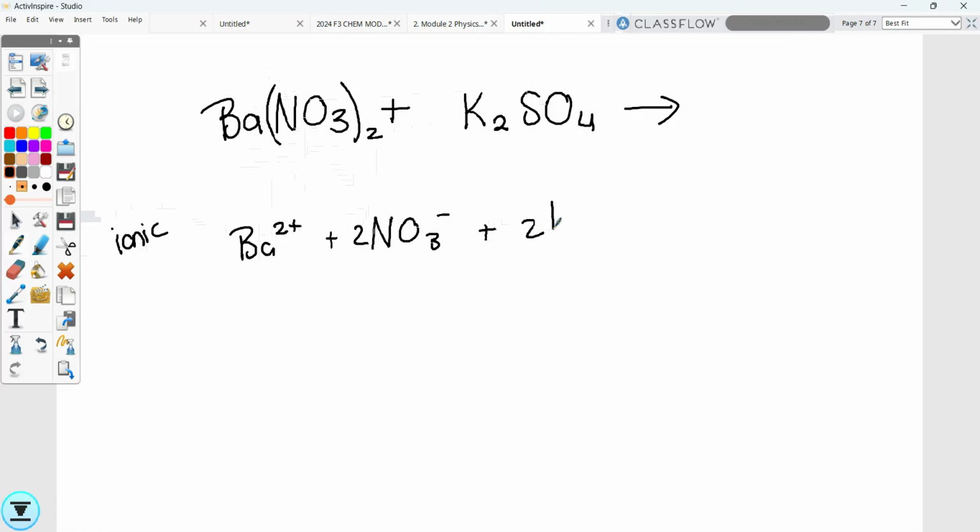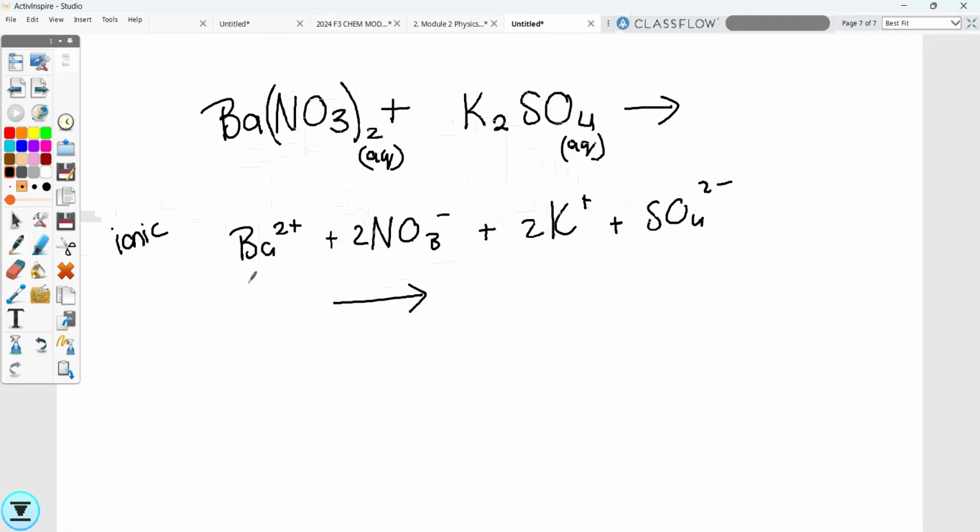I also have 2 K pluses, and I have SO4 2 minus, because they would probably tell you that these are aq. As soon as they're aq and you see they're ionic, they can split up. What do we call the splitting of an ionic substance into ions? Dissociation. Okay, you put an extra s in there, you say disassociation. But lots of people do that. It's just dissociation.